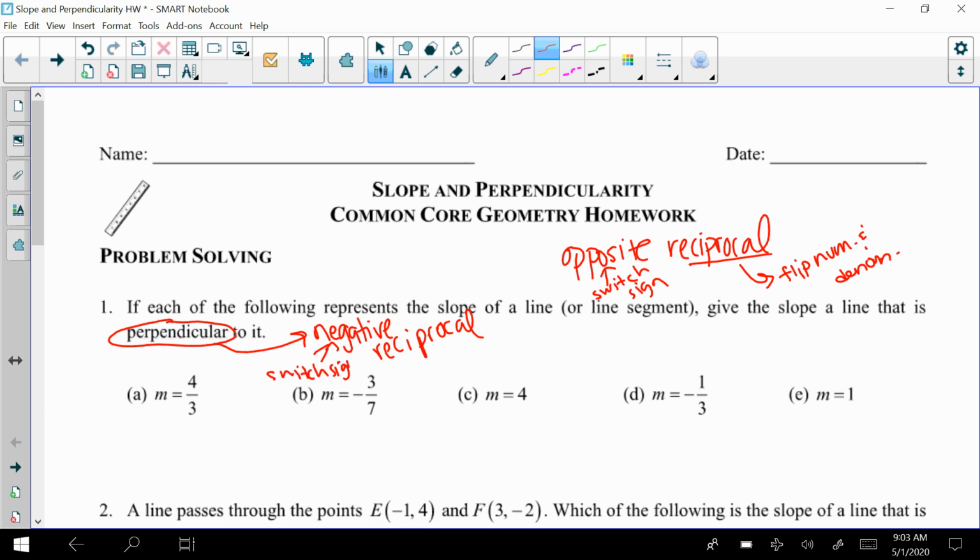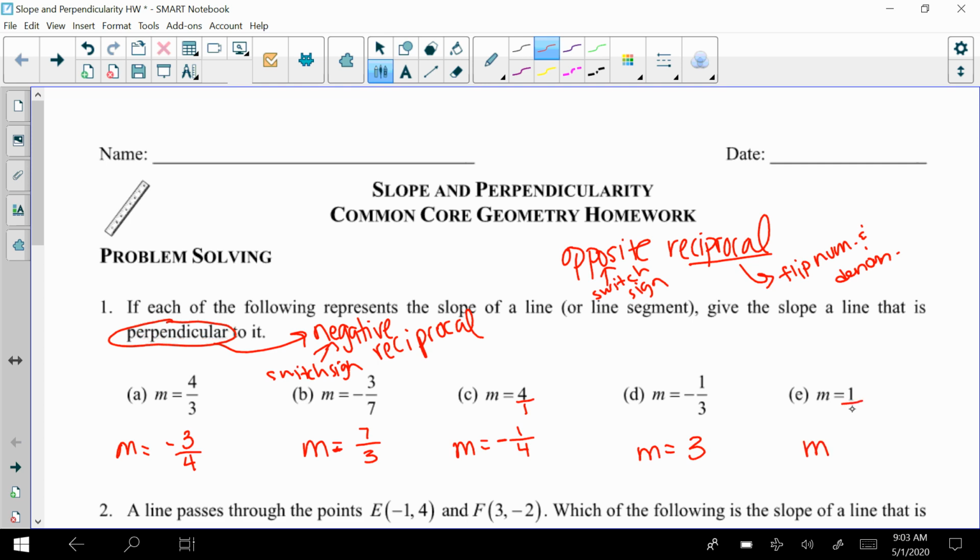So we should easily be able to get these. This should be negative 3/4 perpendicular. The perpendicular to this, flip it, would be 7/3, and it has to be positive. This one's a little tricky. Think of this as 4/1. If you flip that, that's 1/4, and then that's positive, so my answer has to be negative. This one, flip it, that would be 3/1, which is just 3, and then that one's negative. This one is positive.